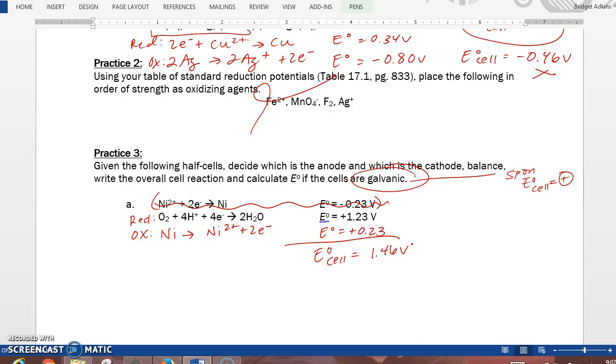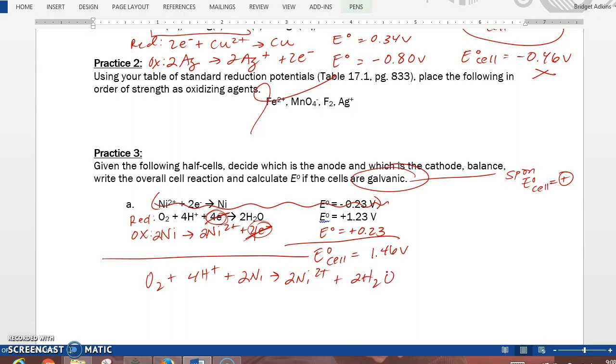They asked us to identify the anode and the cathode as well as writing the balanced overall net reaction. Well, if I look here, I've got a problem because I've got 4 electrons and 2 electrons, and that's not going to work. So I'm going to have to come through and multiply this reaction by 2. Now, we don't multiply the E0 by 2, only the reaction by 2. So we get 2 nickels forming 2 nickel ions and 4 electrons. So to get the overall reaction, I just add them up. So my 4 electrons cancel, and I get O2 plus 4H+ plus 2 nickel form 2 nickel ions and 2 waters.